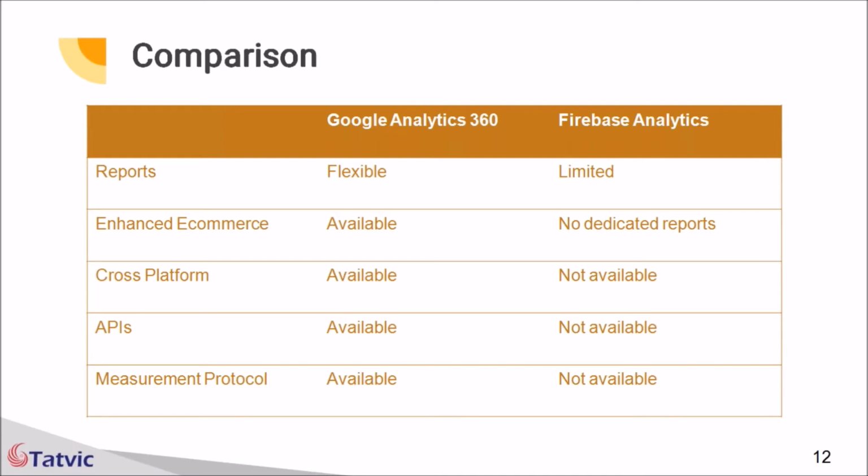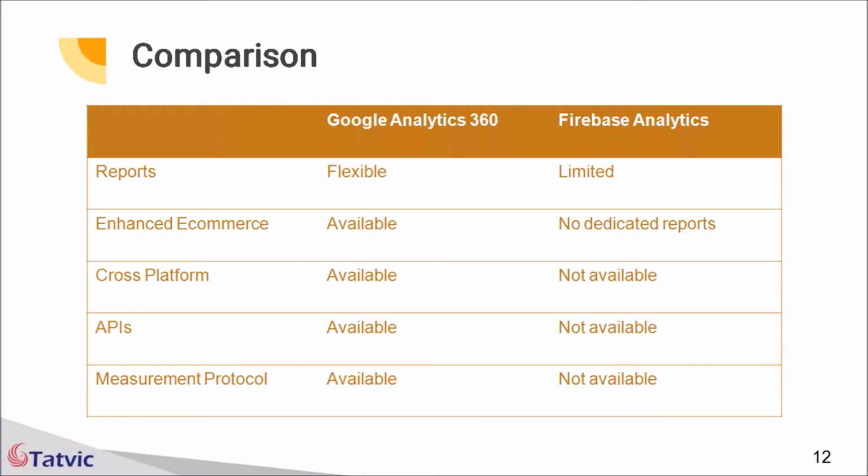A second comparison is enhanced e-commerce. If you are an e-commerce company, then it is straightforward to use the enhanced e-commerce feature of Google Analytics. It is a very flexible implementation, and you can track your user journey towards the transaction, and you can analyze that data very easily with Google Analytics standard reports. But if we take a look at Firebase Analytics, there are no dedicated reports available yet. I hope the Google guys are working very hard to get these reports working.